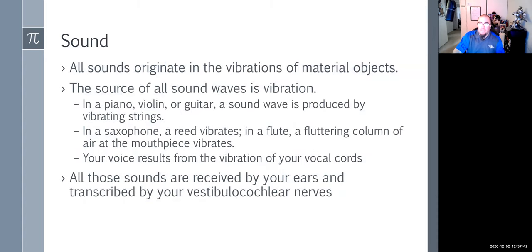All sound originates from the vibrations of materials and objects, right? Source of all sound is vibration, period. Piano, violin, guitar, sounds produced by vibrating strings. In a sax, the reed vibrates. In a flute, the fluttering column of air and mouthpiece vibrates. Your voice, right? My voice right now, if I put my hand on my throat as I'm speaking, my voice results from the vibration of my vocal cords here in my throat. I can change my voice if I speak lower or higher. But all that is nothing more than vibration of vocal cords, right? Even when we whisper, it's vibration of vocal cords. All these sounds are received by your ear and transcribed by our vestibulocochlear nerves.